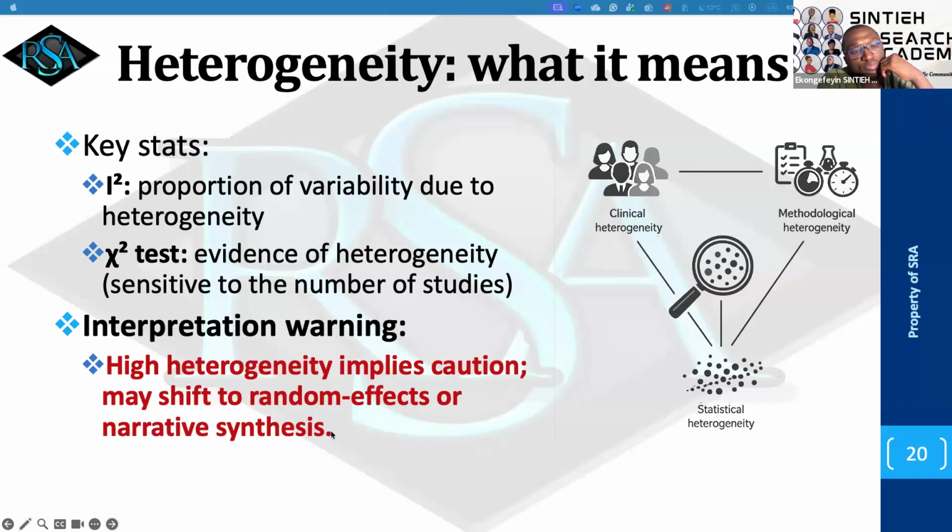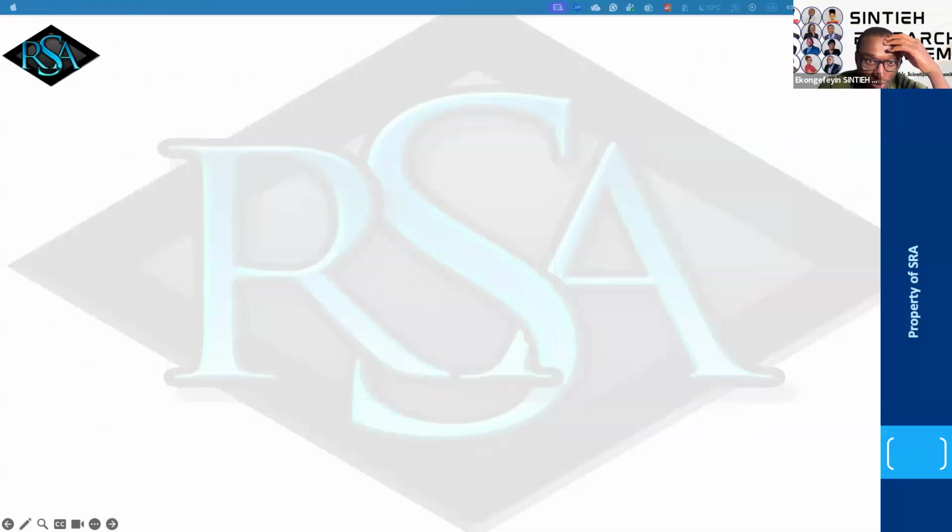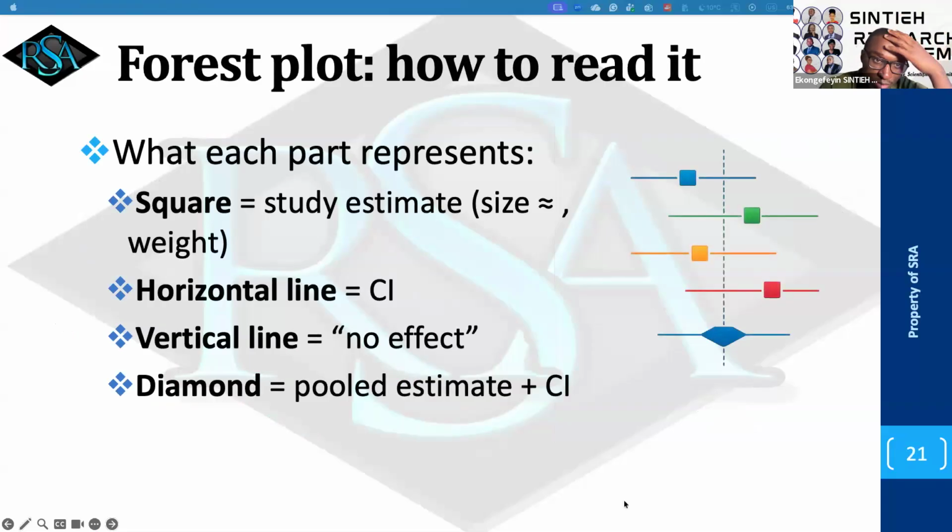So that's it. If your I square is very high, generally they prefer that for homogeneous studies, less than 50%, you can use a fixed effect model. Greater than 50%, a random effect model. When it goes above 75, consider doing a narrative review. But that is if your study is going to be a meta-analysis, so I'm not going to bother you guys about it.